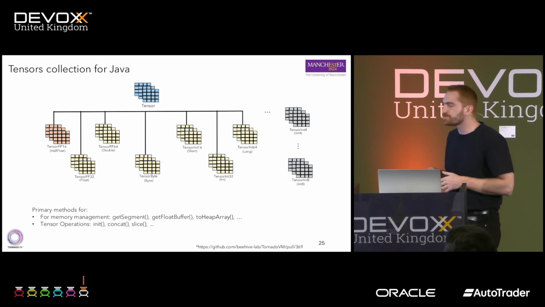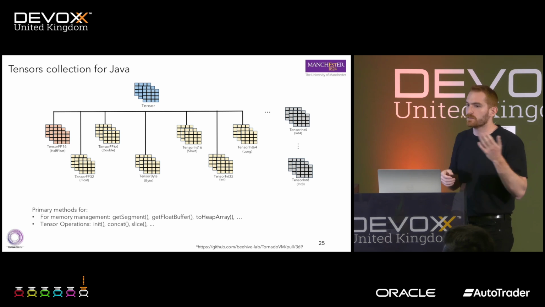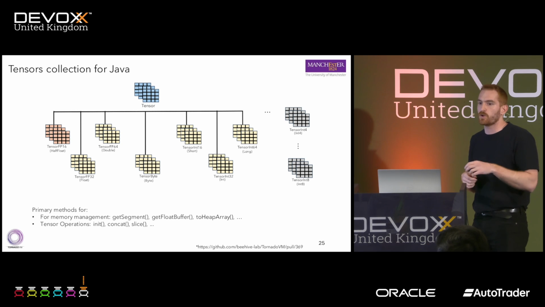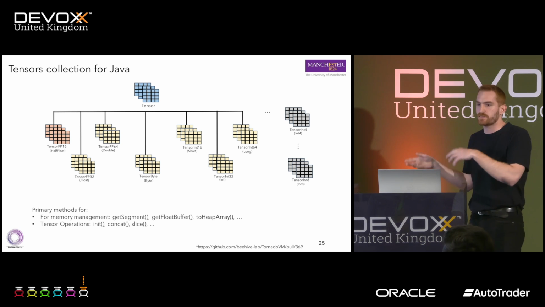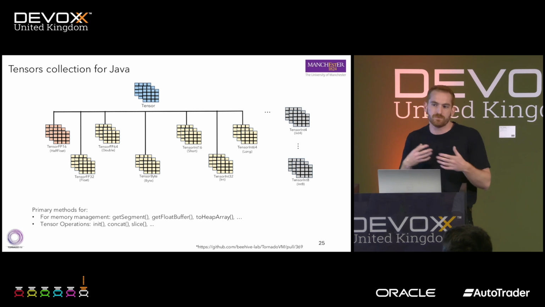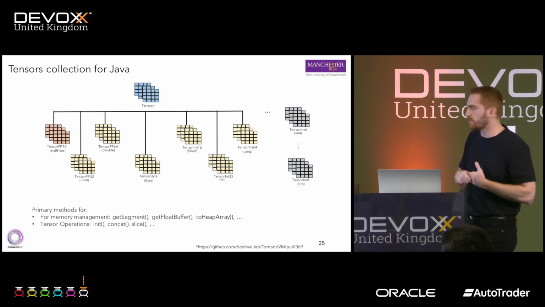And also for this, we have methods for memory management, like get the segments, get the direct buffer, going back to heap arrays, and also constructing tensors from segments or from direct buffers. So we want to have a more natural way to interact with existing applications. And we managed to do that with Onyx runtime, and I'm going to show you an example later on.